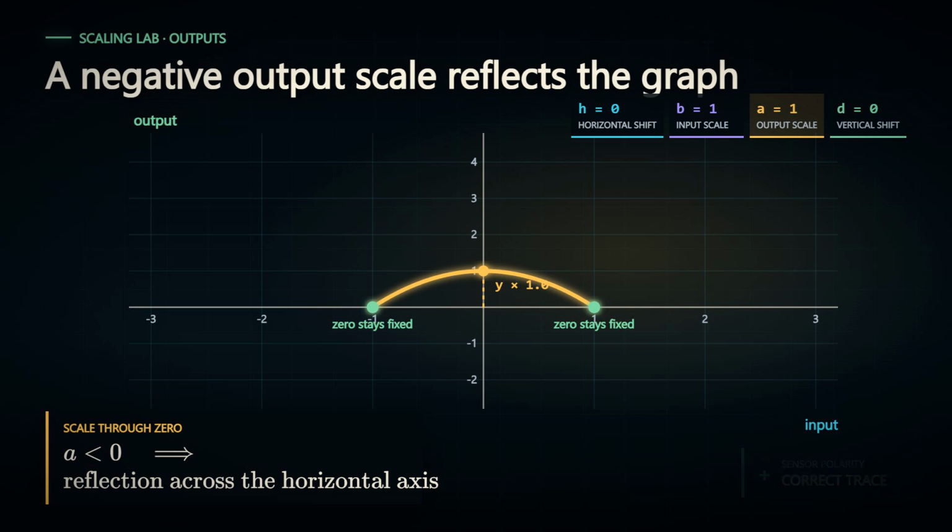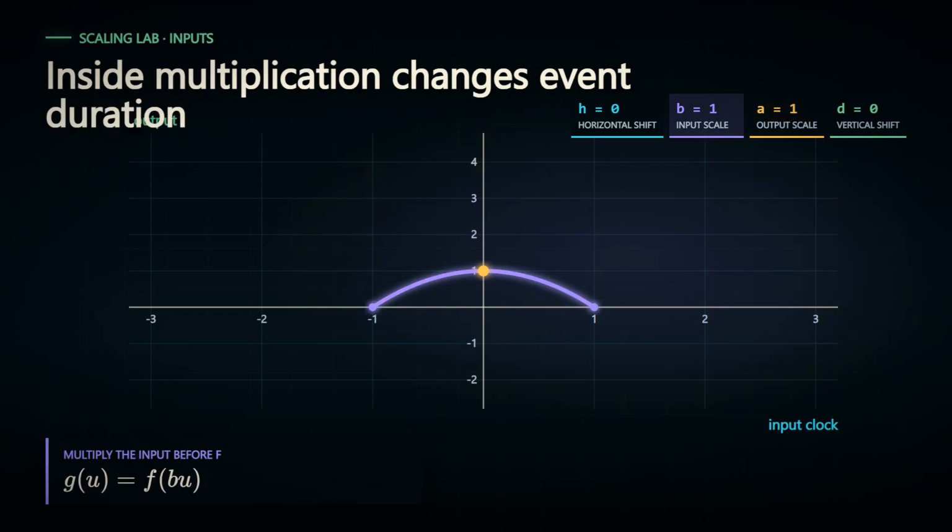For horizontal scaling, multiply the input, f of bu. Set b to 2. At new input 1/2, the function already receives the old input 1. Every landmark arrives in half the horizontal distance, so the graph compresses toward the vertical axis. The event is being played twice as fast.